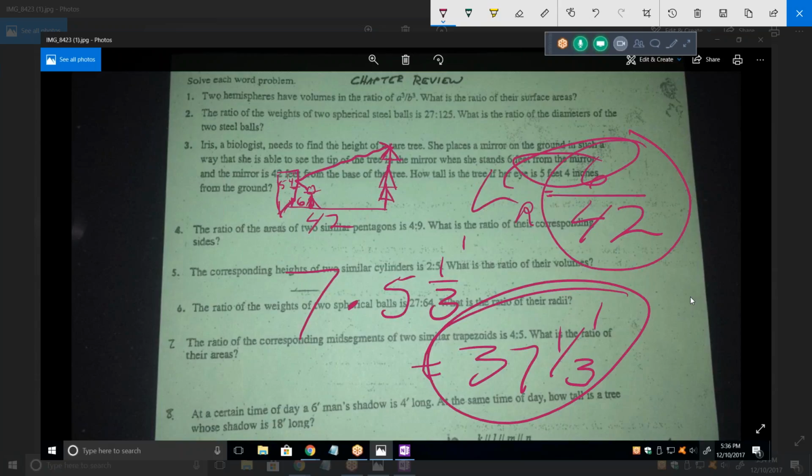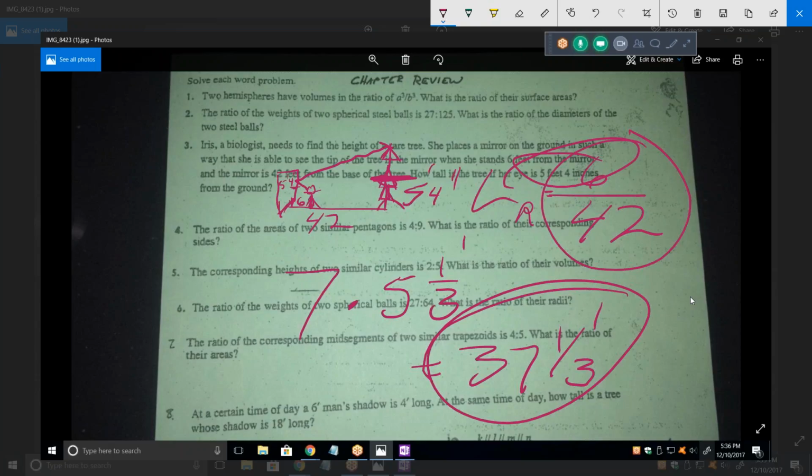And obviously, notice that if she's standing back here, 42 feet from the mirror, she doesn't see the tip of the tree. Right? There's no expansion, there's no amplifying. She sees this level of the tree right here. She sees 5 feet 4 inches.